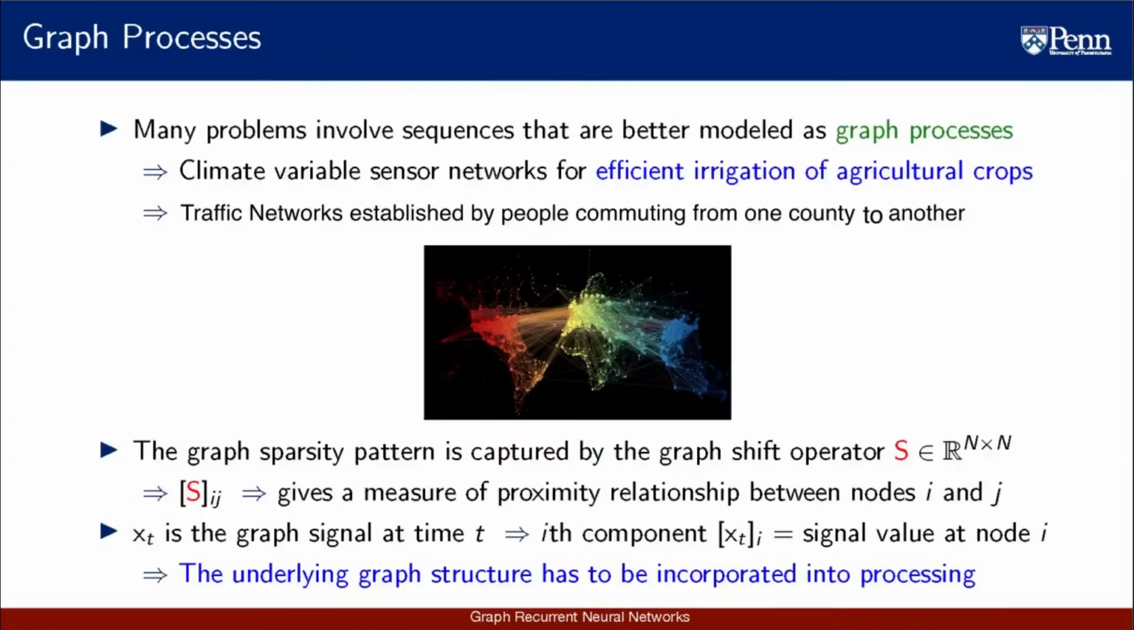Many problems are modeled as graph processes. An example of a graph process is the spread of an infectious disease in a commuter traffic network connecting states or counties. In this type of problem, the graph is captured by the graph shift operator, a matrix S. The ij-th element of S gives a measure of proximity between nodes i and j of the graph, in the case of a traffic network, the counties. The data is captured by the vector x_t, whose i-th element corresponds to the value of the data at the i-th node. In the example where the data is the number of cases of an infectious disease, x_i will be the number of cases at county i.